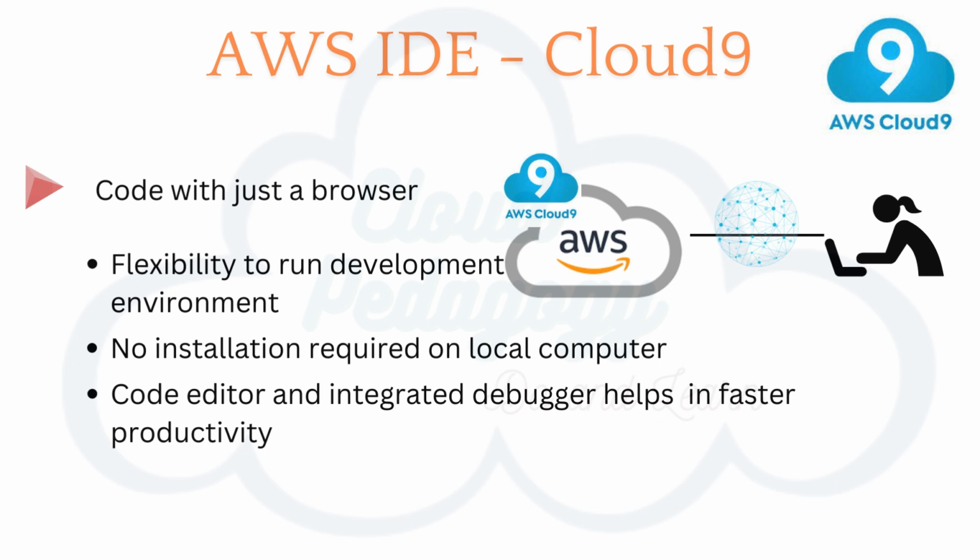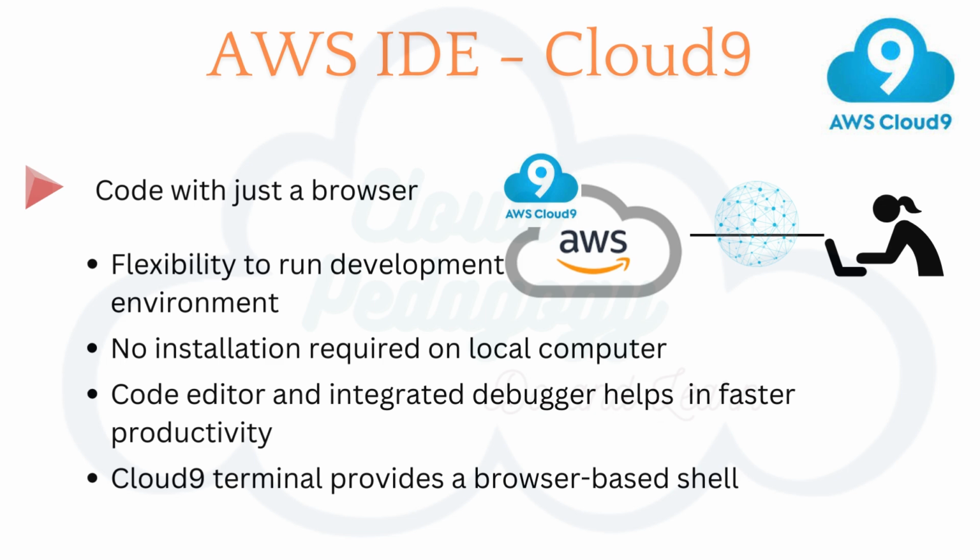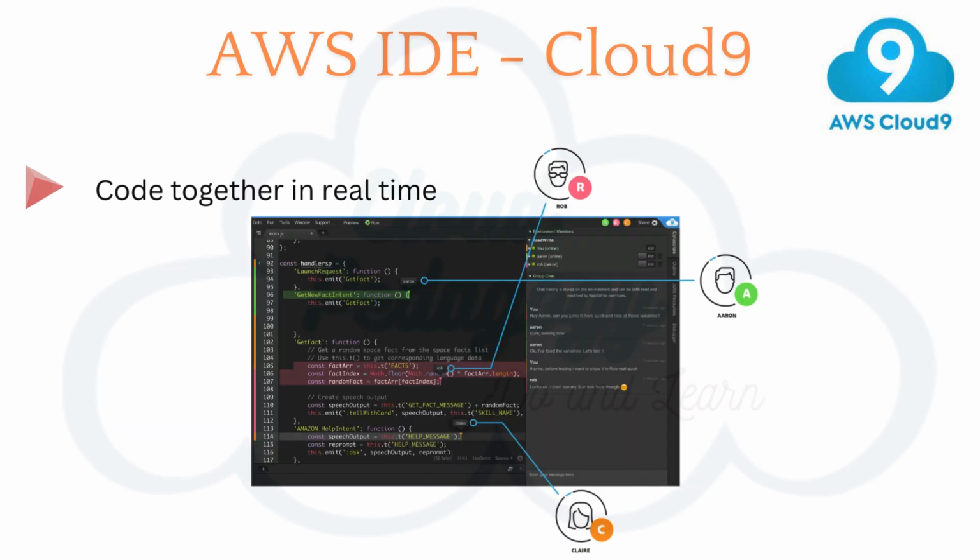and step-through debugging. The Cloud9 terminal provides a browser-based shell experience enabling you to install additional software, do a git push, or enter commands. Next, code together in real time.